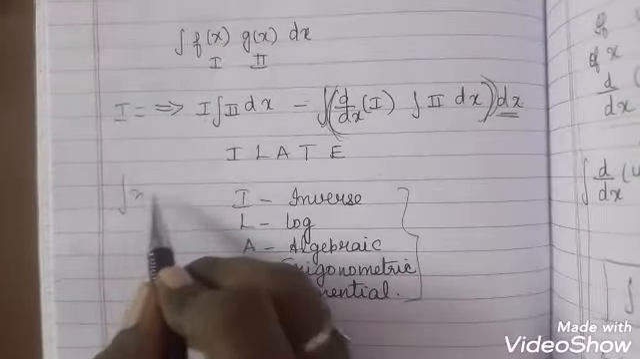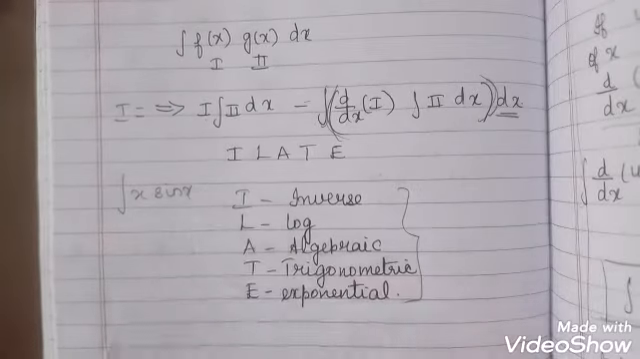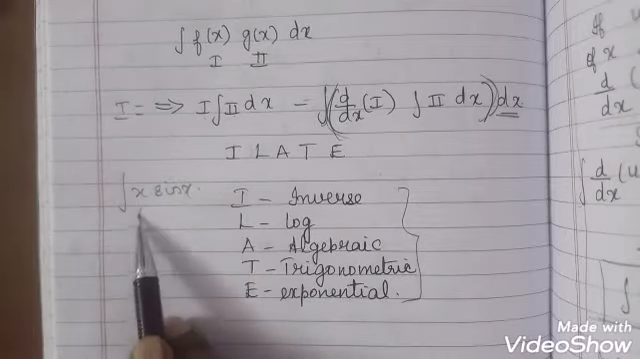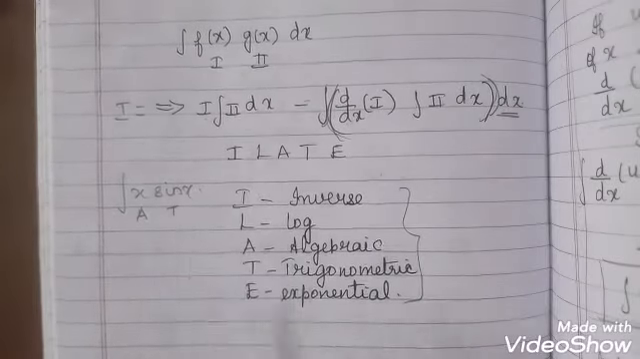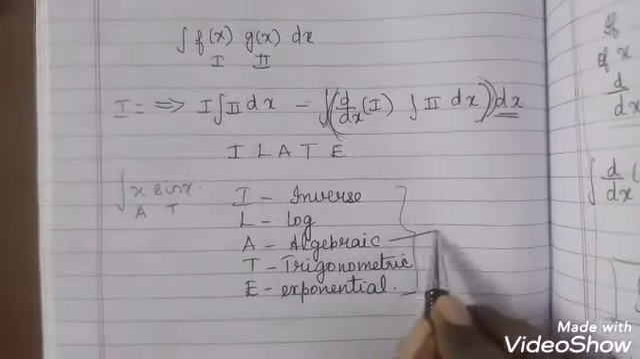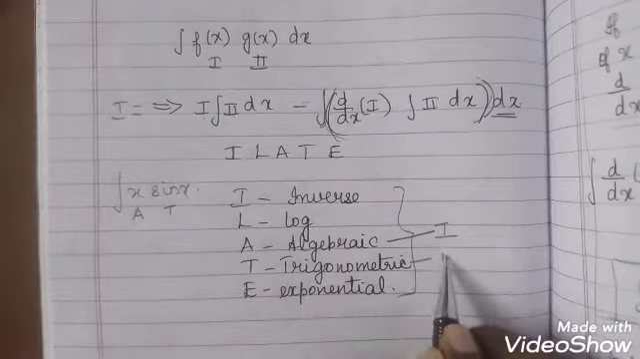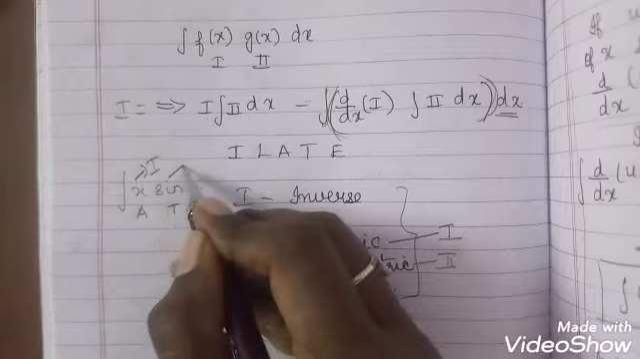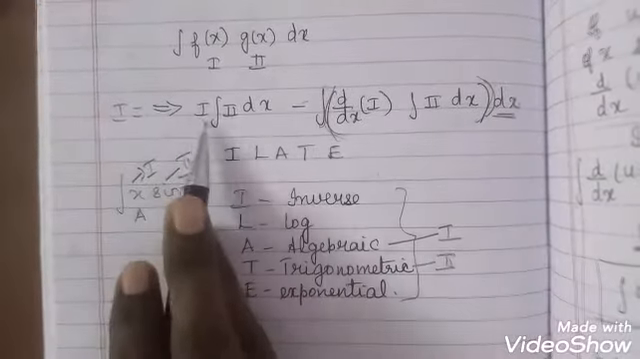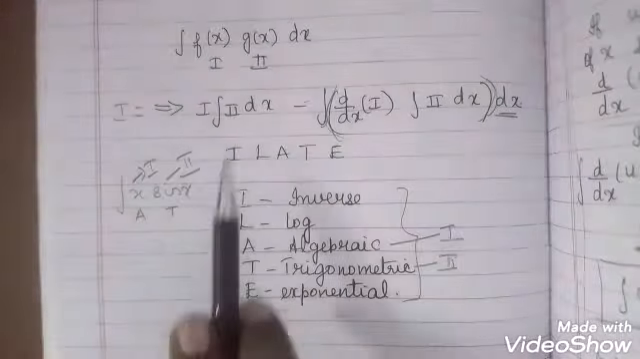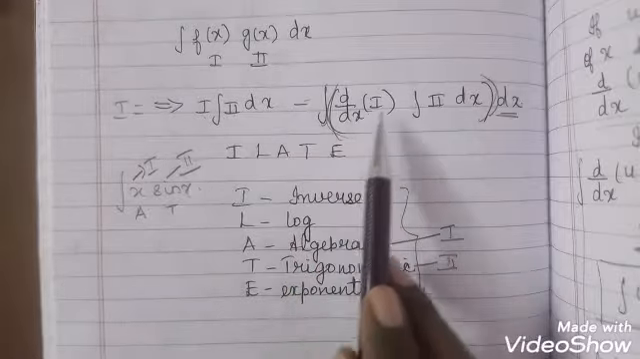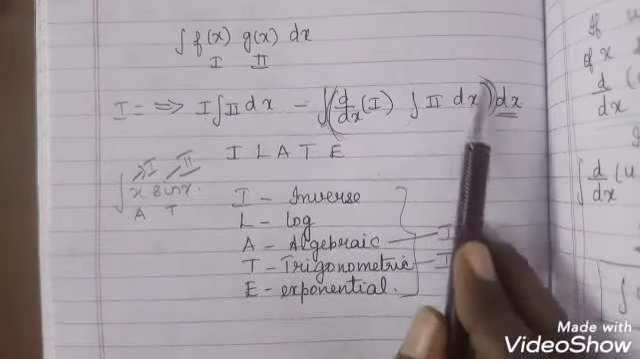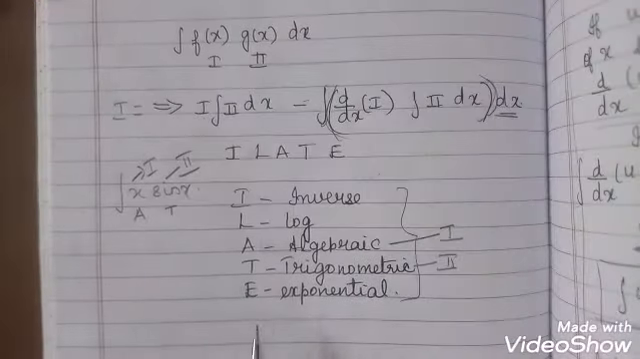Now I told you the integral of x into sin x. Don't think that this is first and this is second, not like that. You have algebraic, you have trigonometric. See in this order which comes first. Algebraic comes first, trigonometric comes second. So what will I write here? This is your first one and this is your second one. Now you will have to apply this formula: first into integral of second dx minus the integral of d by dx of the first into the integral of the second dx, the whole thing dx.